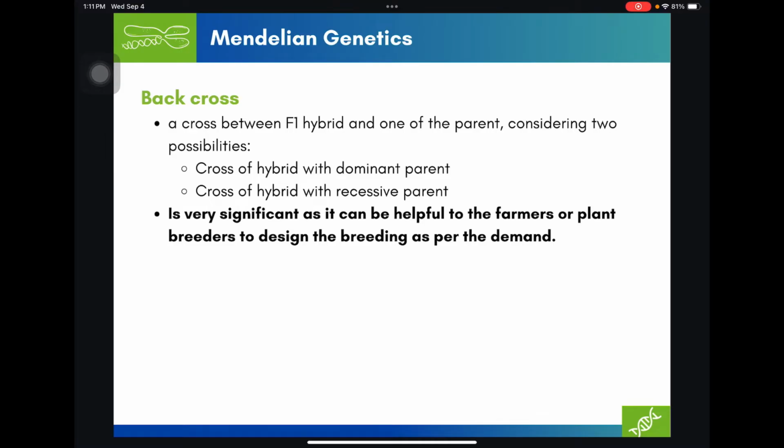Now, if the test cross is used to determine the unknown genotype ratio of a given organism, back cross is usually utilized by farmers and plant breeders to design the breeding as per the demand, or if they want to produce a specific strain of the plant according to the demand of the economy or the market.